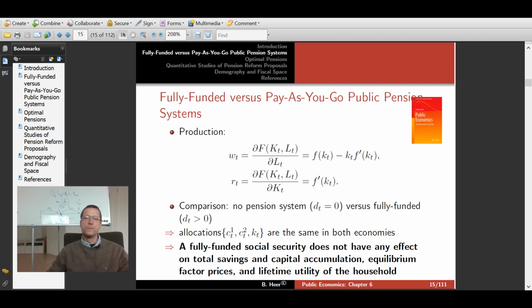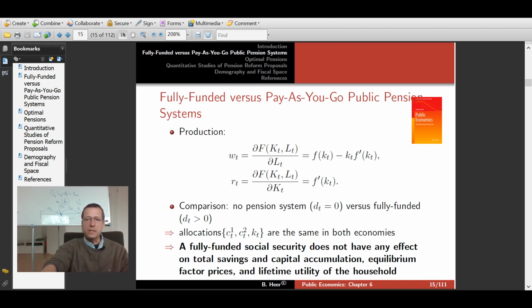Remember from chapter 3 on the overlapping generations model that our wage rate is equal to the marginal product of labor, and we can write this as a function of the capital intensity k_t, which is defined as capital K over labor L. So we can express the two factor prices, the wage rate w_t and the interest rate r_t, as functions of the capital stock per worker k_t only.